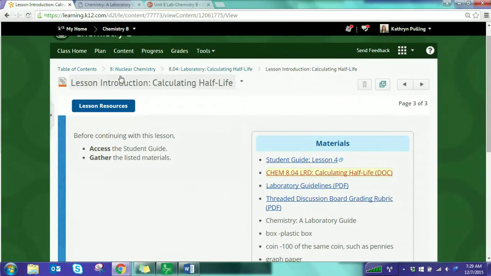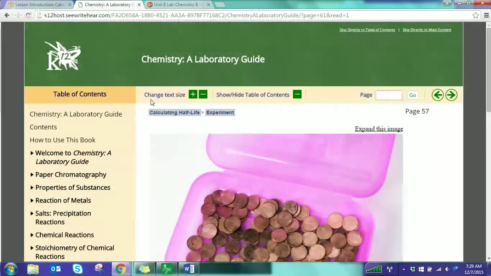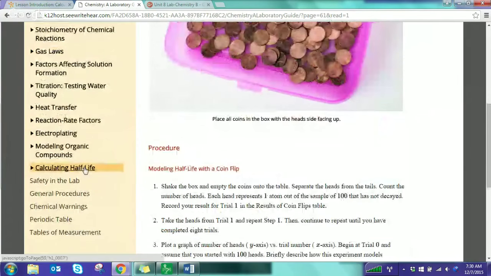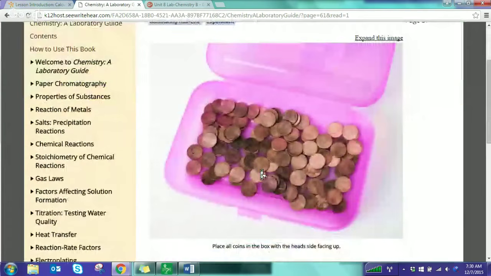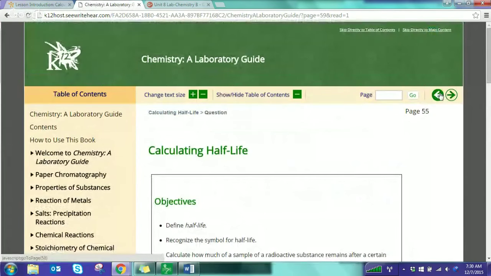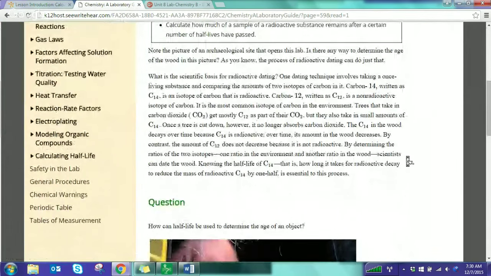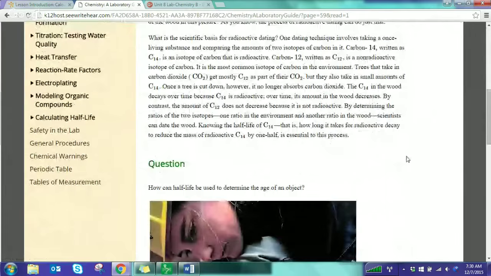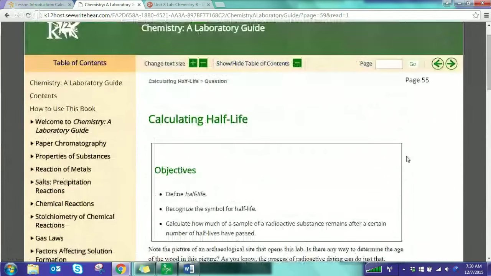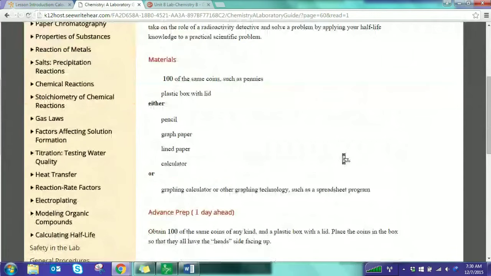For the actual lab itself, you're going to want your laboratory manual, your laboratory guide, that book with the neural on the cover, and you're going to focus on the calculating half-life lab, which should be around page 55 where it starts. Okay, I'm using my online version so that it's easier to share with you guys. But again, you can read through here. It takes you through what a half-life is, some questions to get you going and thinking, and then it takes you to your materials and your lab procedure.